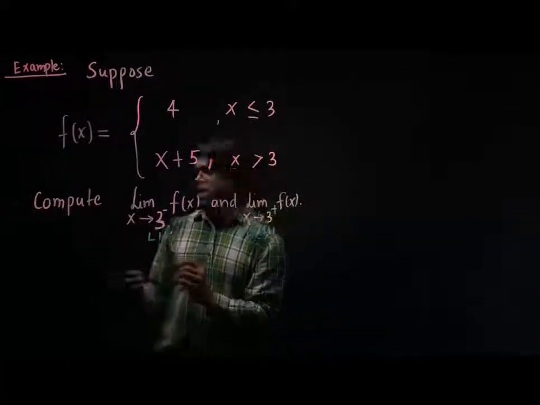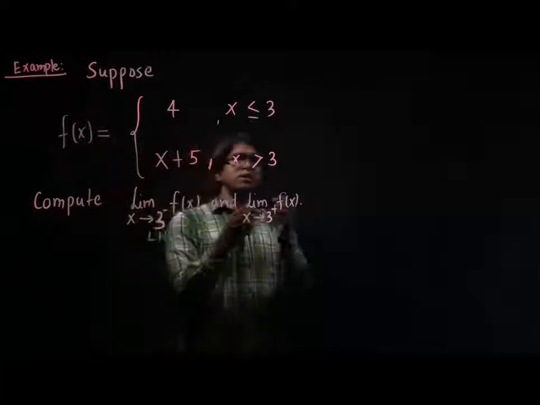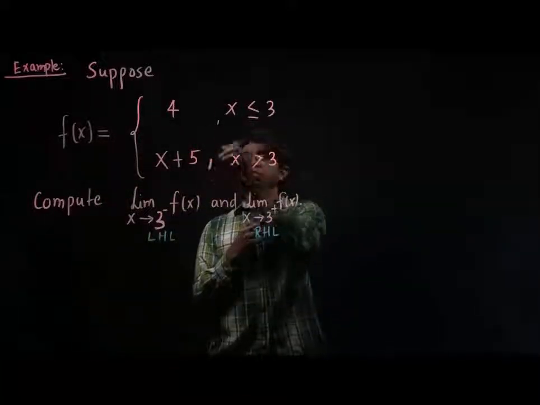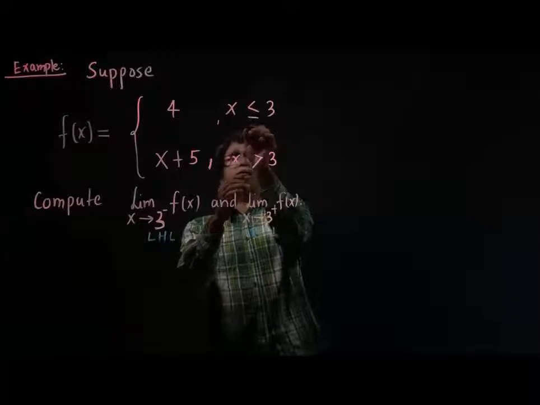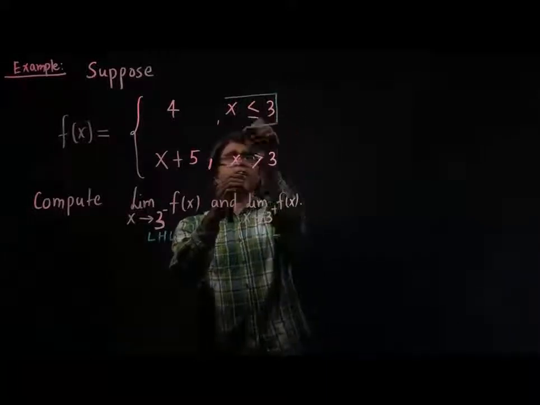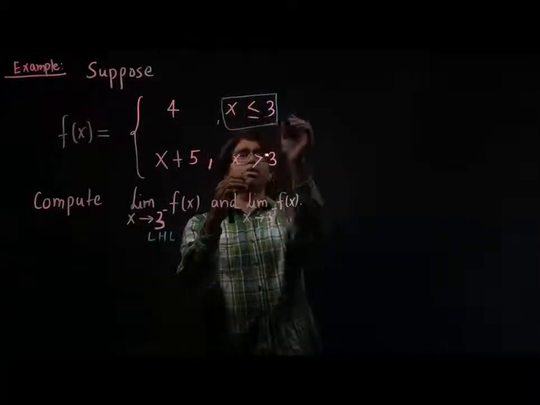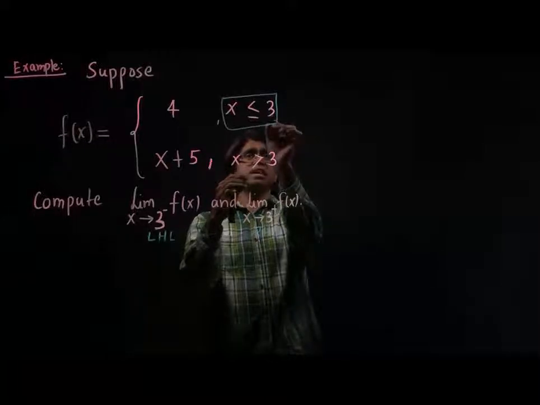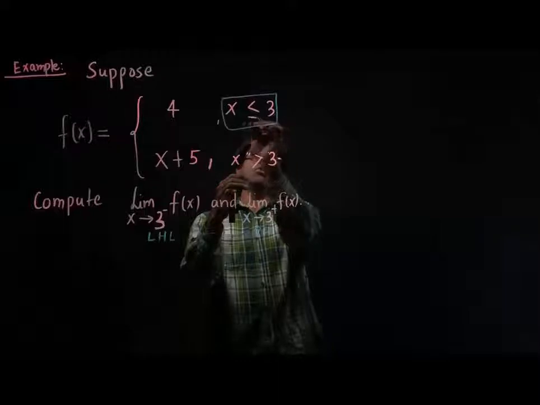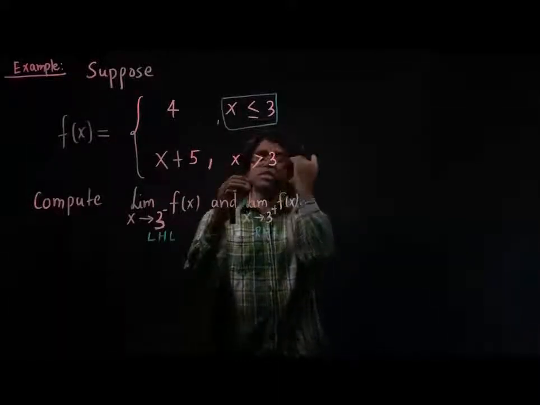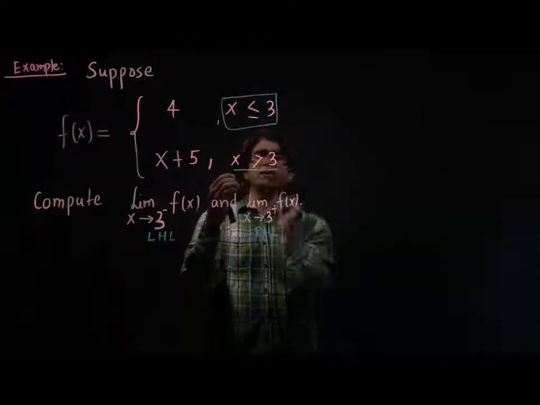So let's write what is given. As you can see, this is a piecewise function, and this part right here says x is less than or equal to 3. So basically, x is approaching from the left for this value of the function, and this is from the right hand side.